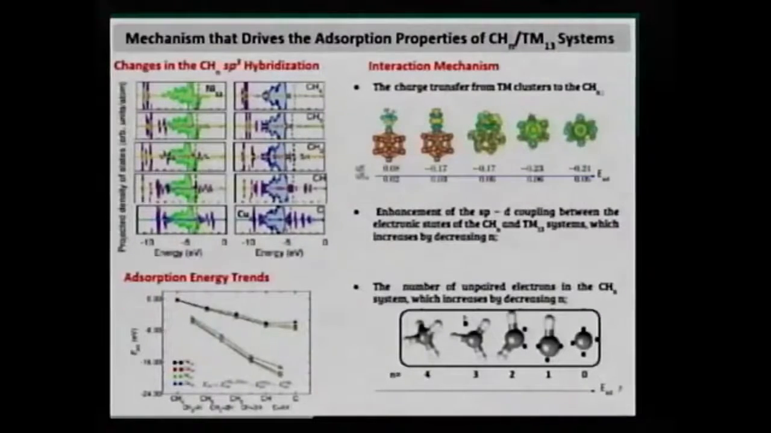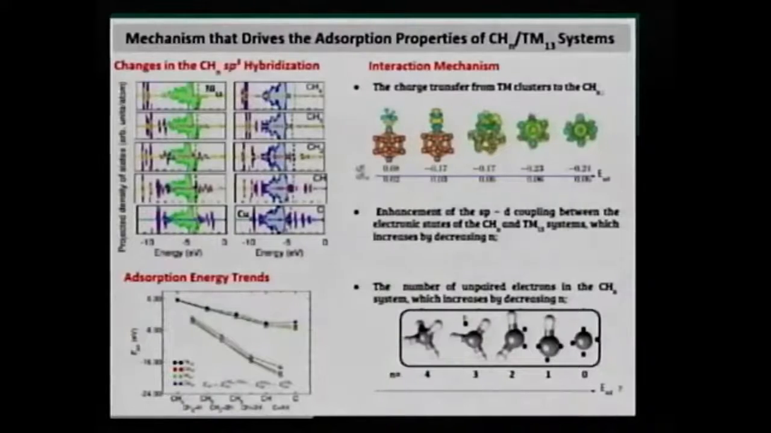Due to the complete occupation of the d states of copper, the energy window is shortened, so the enhancement of sp-d hybridization is not so effective. In conjunction, these properties explain the adsorption energy trends for the systems, which increase in magnitude along the hydrogenation process.